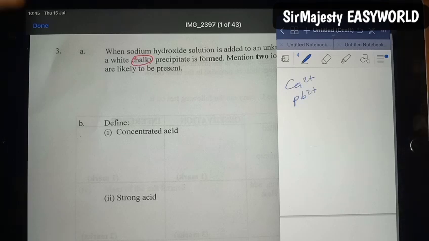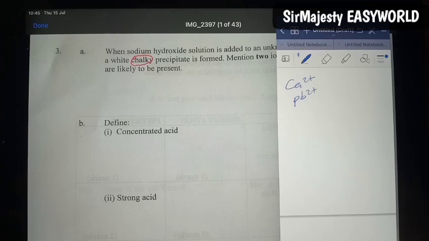Then 3B says, define concentrated acid. This is where students might make a little mistake. Concentrated acid doesn't really mean strong acid. A concentrated acid is an acid that has more acid molecules than water molecules, that is, a solution of an acid that has low water potential but high hydrogen ion concentration. If there is a higher hydrogen ion concentration in a given solution of an acid, you say that such an acid is a concentrated acid. And remember, concentrated acids are corrosive.